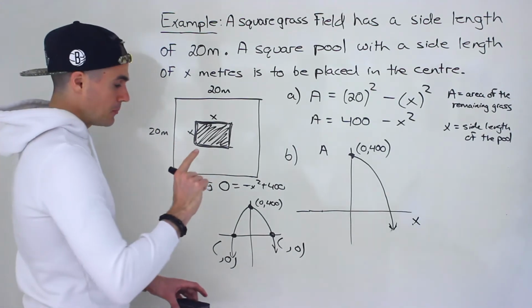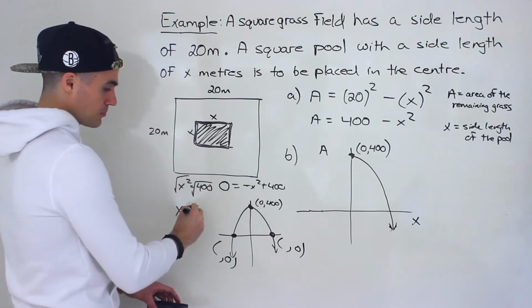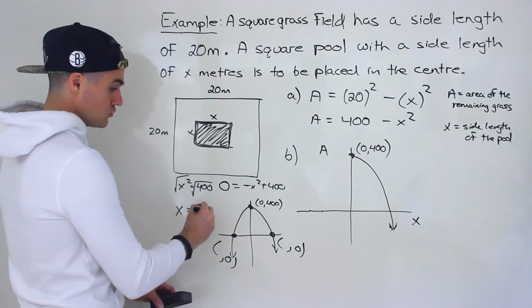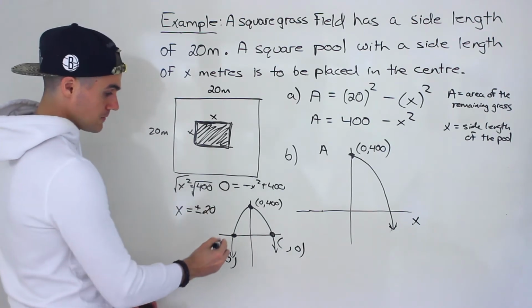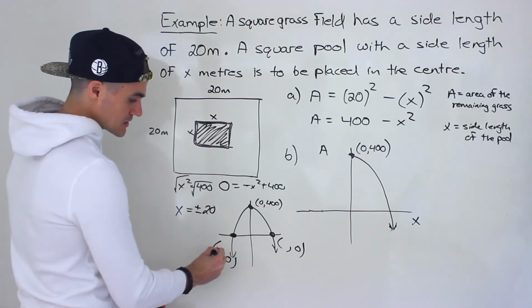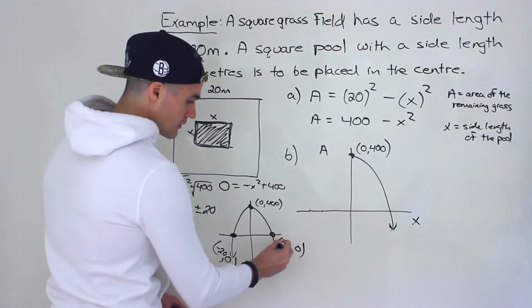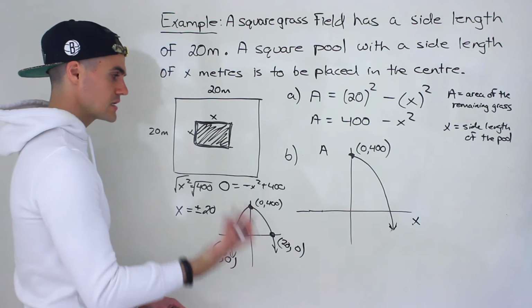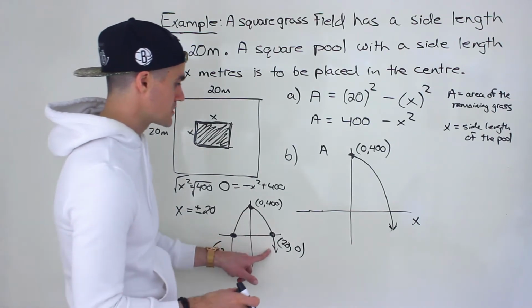It's 20, but the square root of 400 is plus or minus. The square root of anything is always plus or minus. So we end up with two values here. It's plus or minus 20. And so this x-intercept is negative 20. This is positive 20, like that. Right? So in this particular question, finding those x-intercepts is easy.